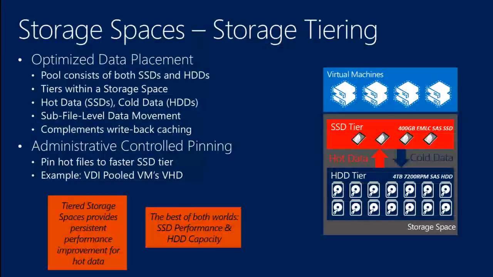So let's say you're doing a VDI scenario and you have your entire gold VHD, and you're saying, nope, this is my gold VHD. I want to pin this whole thing to the SSD tier, not just the hot blocks, but the whole thing. You can do that. On a per-file basis, you can pin files to the HDD layer or the SSD layer, whichever you choose. That gives incredible power.